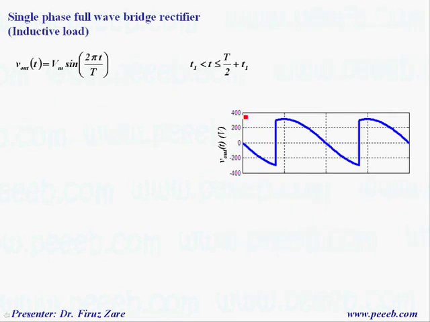Now let's find the output voltage for a single-phase full-wave rectifier with an inductive load. Suppose that the input voltage is a sine wave, because when we turn on the thyristor, the input voltage appears across the output. So we can define the output voltage for this period. That means starting from T1 till this point is T over 2. And because we turn on the other set of thyristors, this time is T over 2 plus T1.